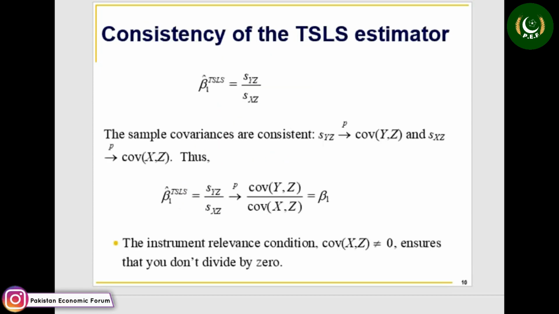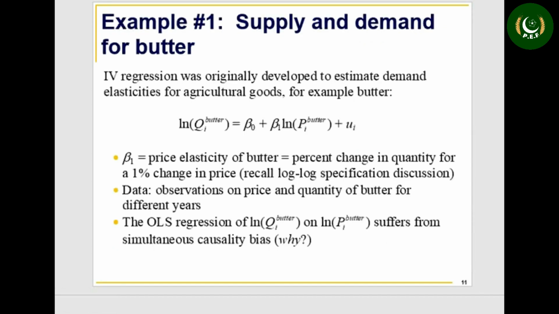So when you have large sample size, beta 1 hat approaches beta 1, this is called the consistency property, due to the law of large numbers and all that. Now, let's take an example to understand what is simultaneous causality.